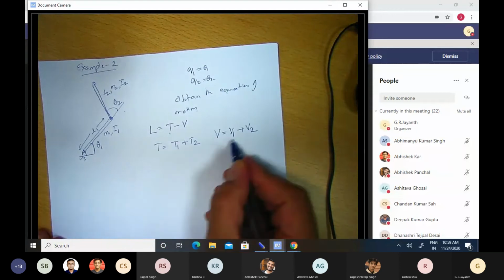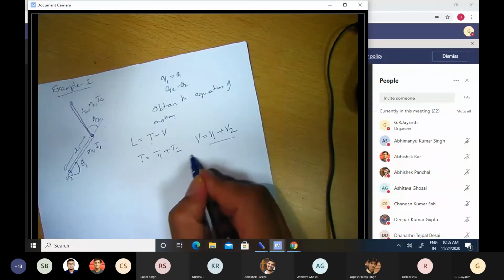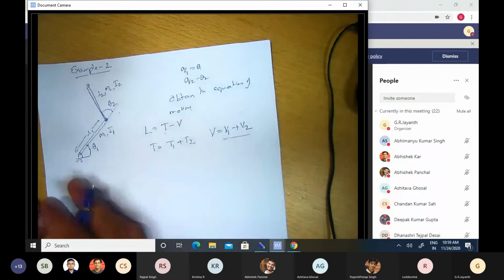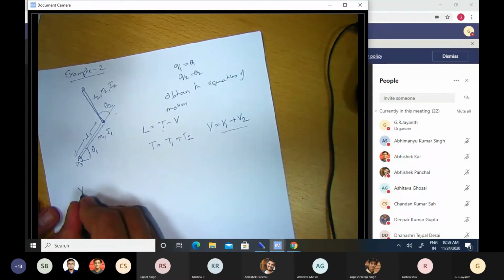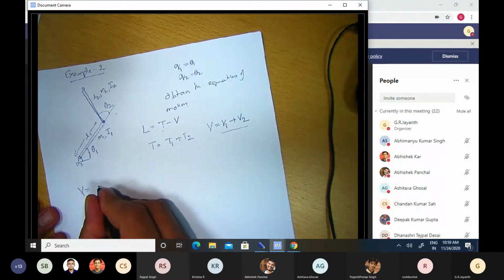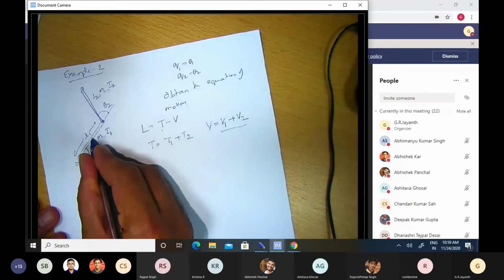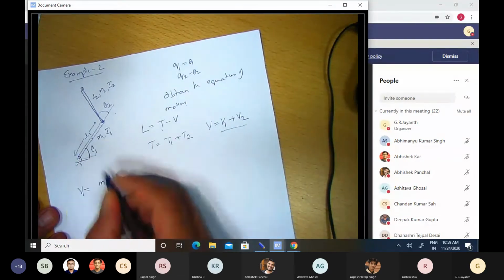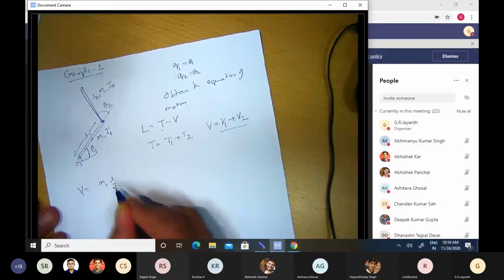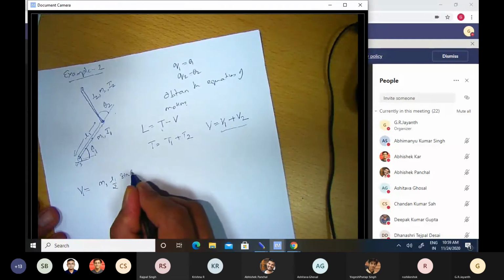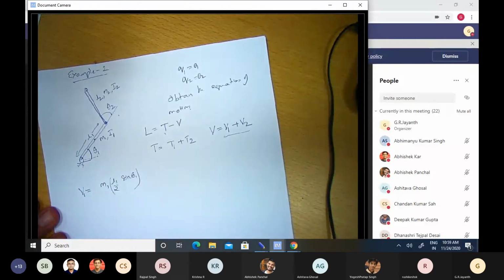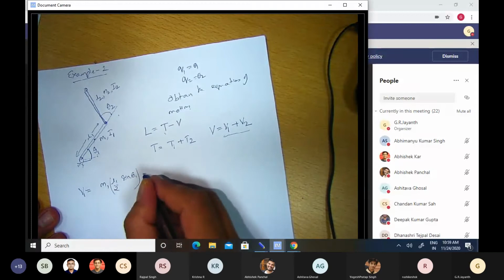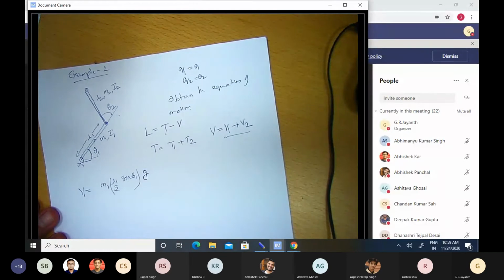Okay, the simpler ones here to determine are the potential energies V1 and V2. So V1 would be simply equal to m1 times the height of the center of mass above the ground, which, if you notice, is L1 by 2 times sine theta 1, times G. That's the potential energy for the first link.